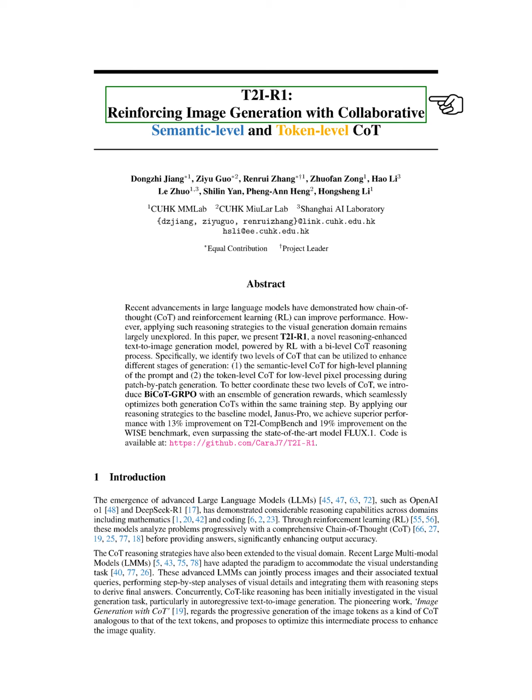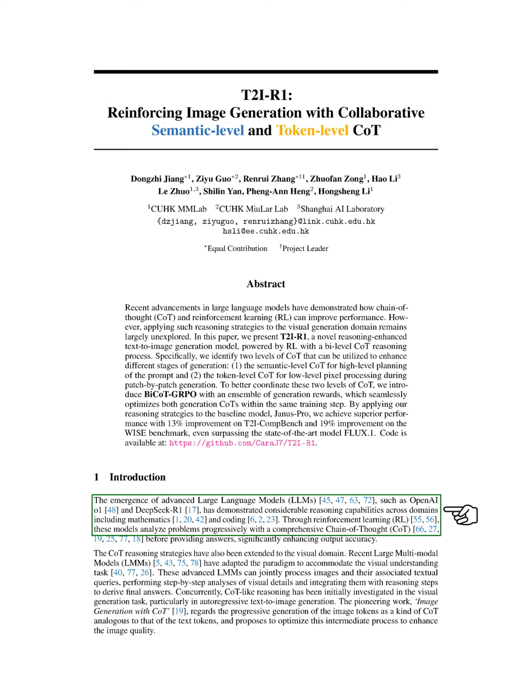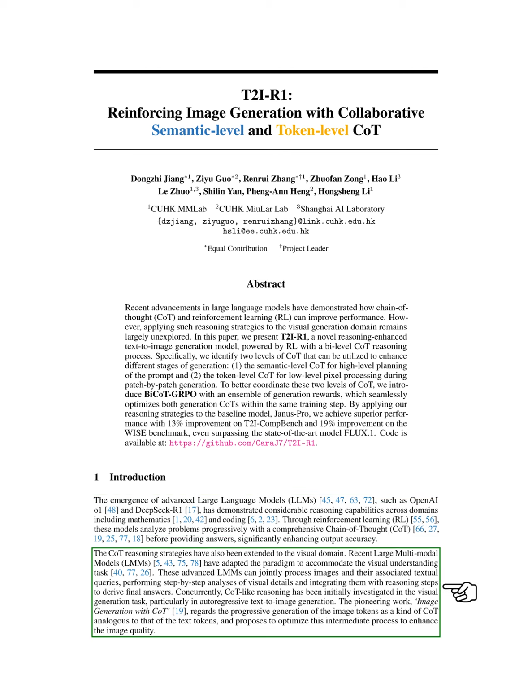Section: Introduction. In this section, we discuss the rise of advanced large language models, LLMs, like OpenAI and DeepSeek-R1, which have shown impressive reasoning skills in areas such as math and coding. These models use reinforcement learning, RL, to tackle problems step by step with a chain of thought, CoT, approach, improving the accuracy of their answers.